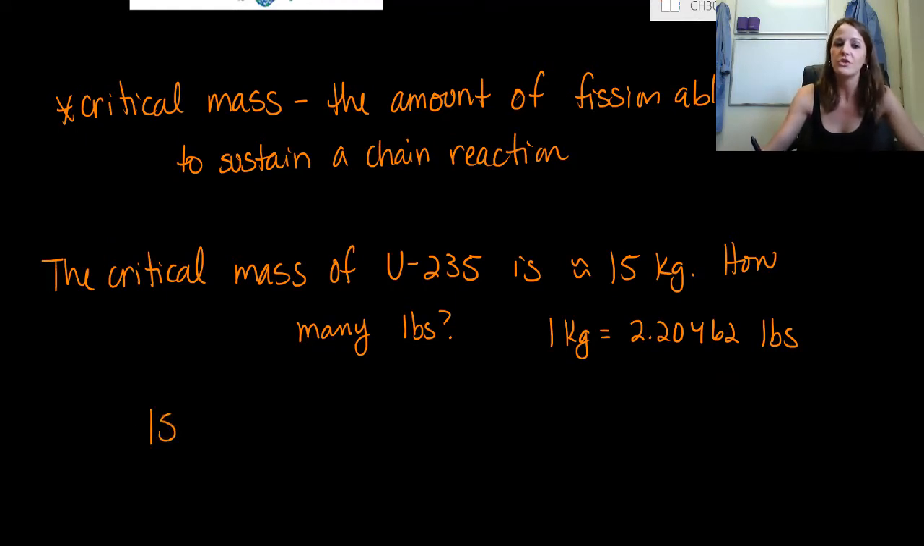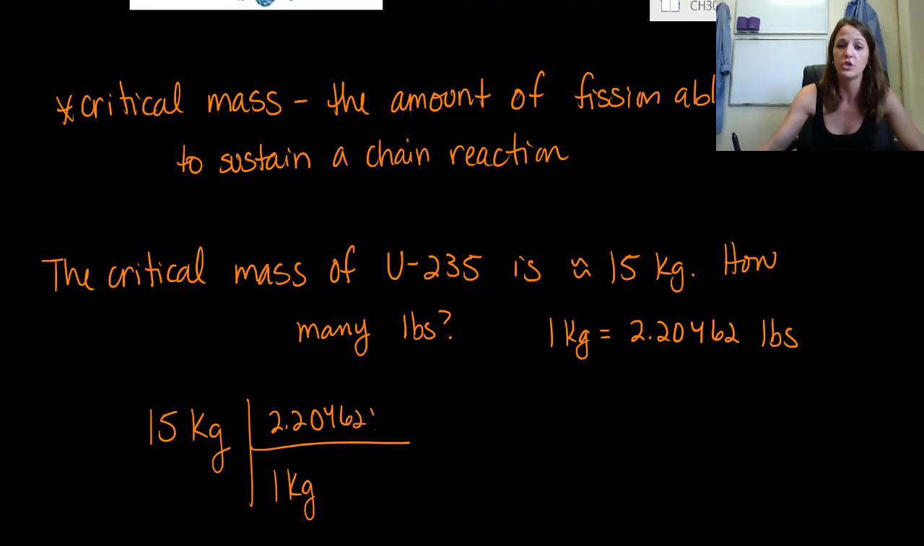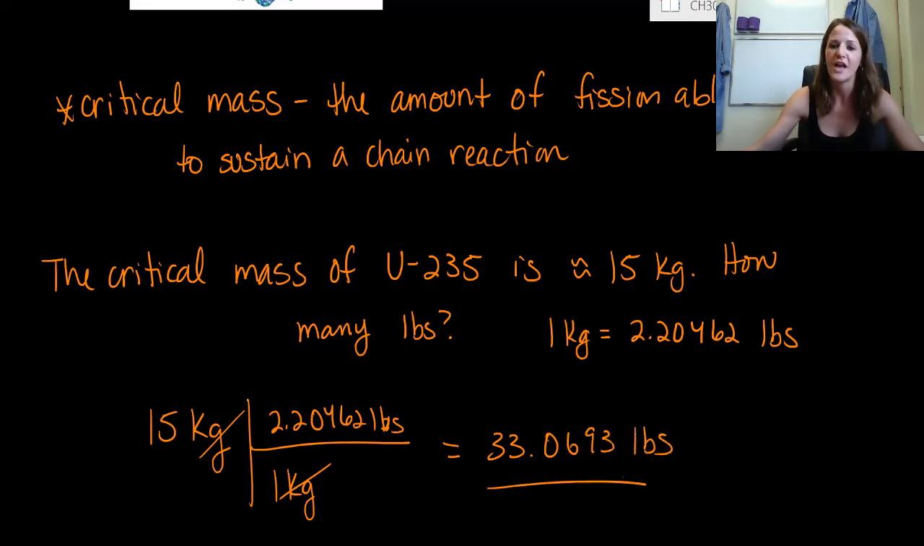So all we had to do is use that simple conversion factor. If we're starting with 15 kilograms, we know that for every 1 kilogram, we have 2.20462 pounds. That's it. We're trying to get pounds. Our kilograms cancel out. 15 times approximately 2 is basically 30, but if you did this properly, you would come up with an answer of 33.0693 pounds. That's it. Hopefully you got that right.